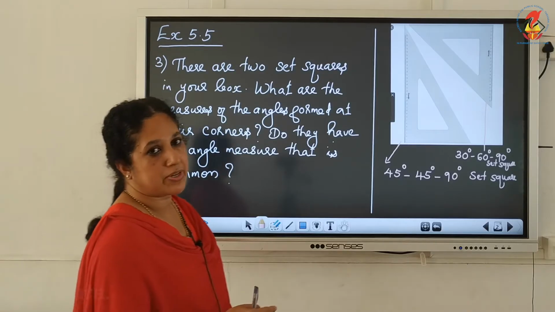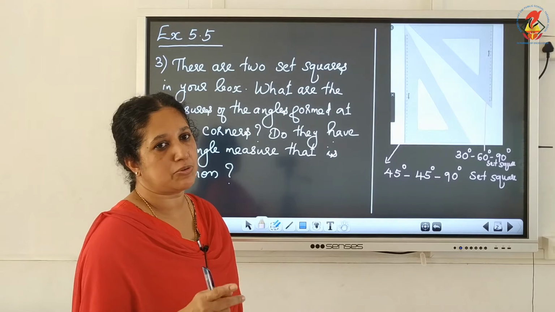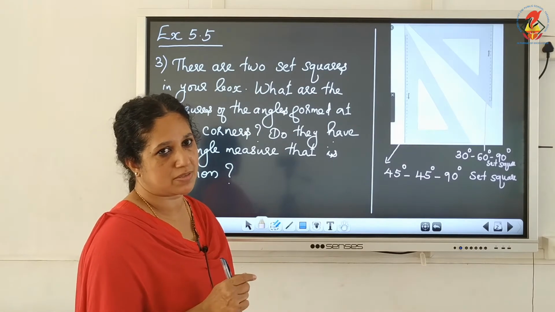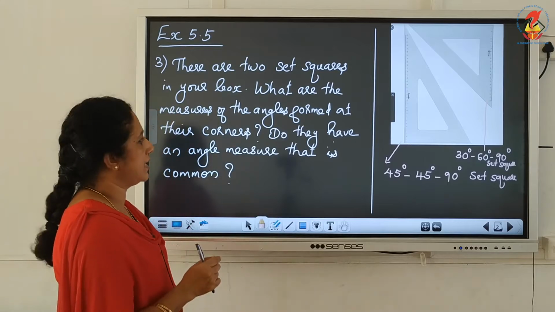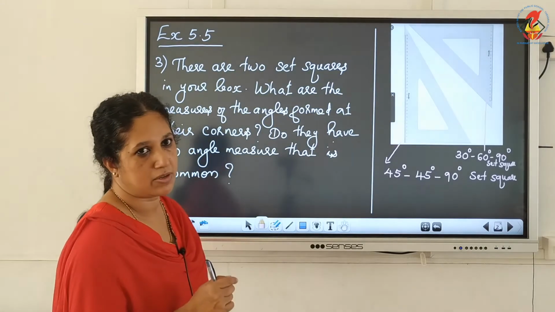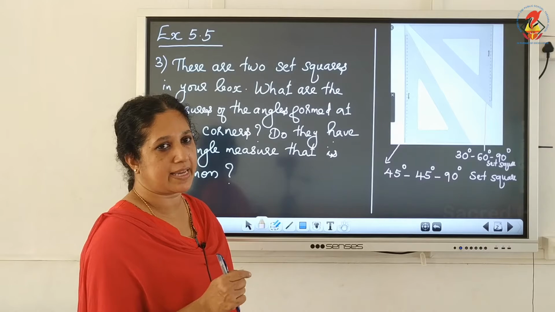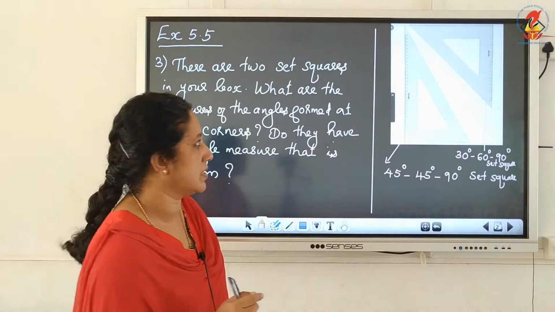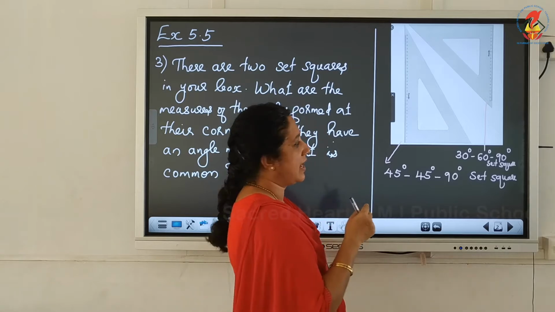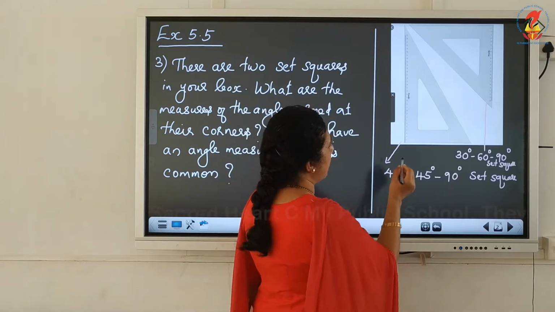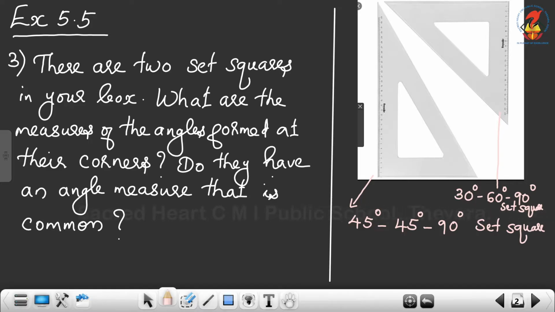There are two set squares in your instrument box. What are the measures of the angles formed at their corners? Now you can see the two set squares, and we have to look into the angles formed at their corners.